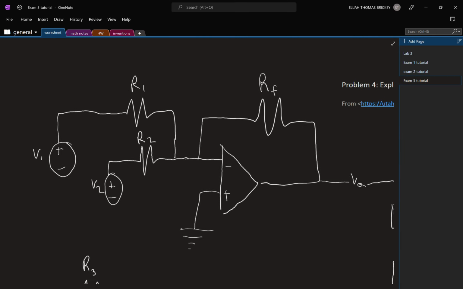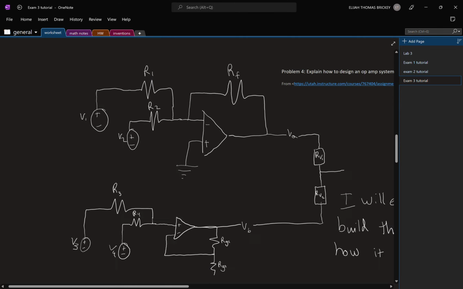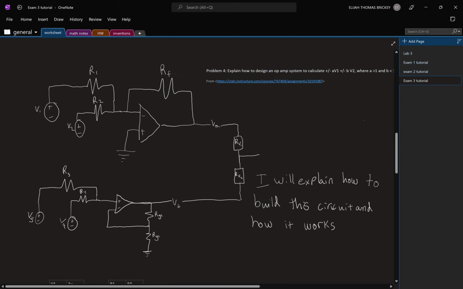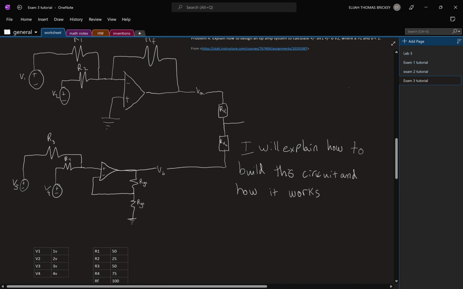Technically, that would only require something like this, but I decided to instead have two of them, both an inverting amplifier and a non-inverting amplifier, and find the difference between them, just to make it a little bit more complicated to get full points.